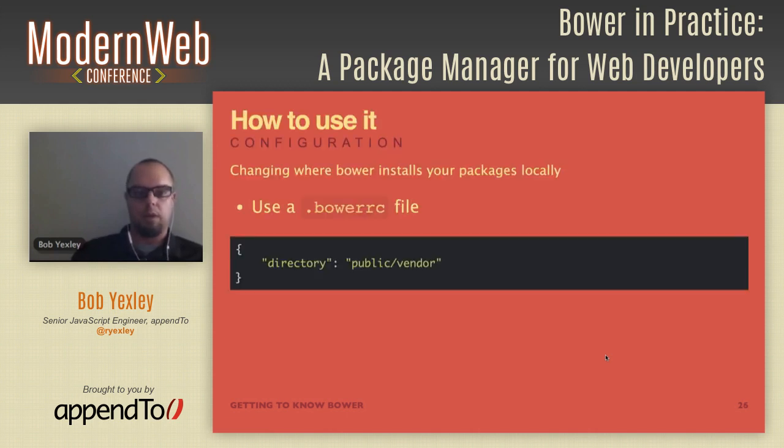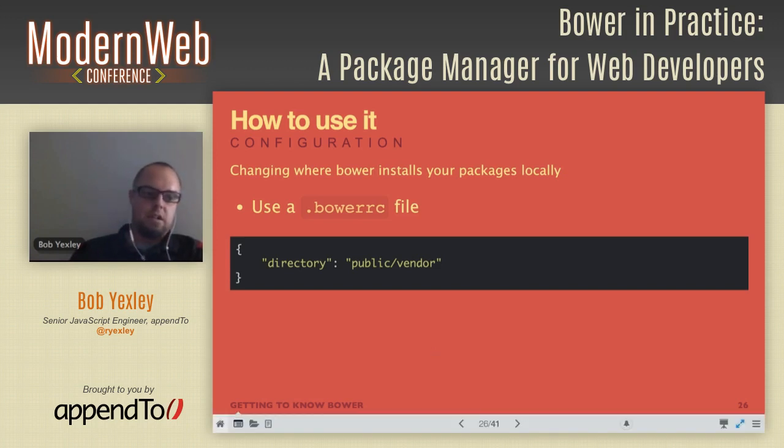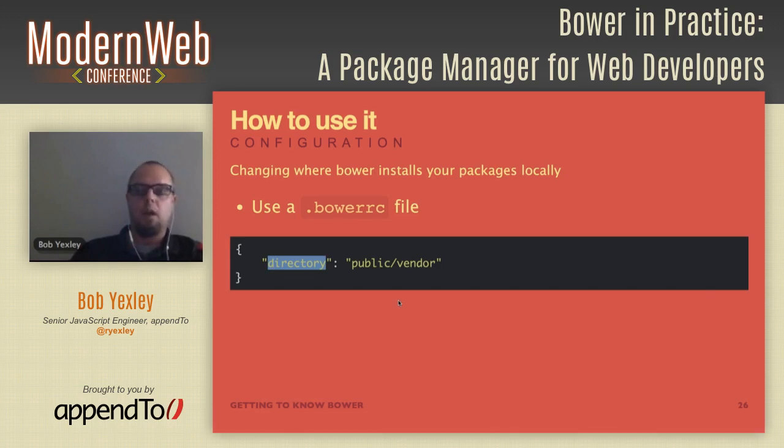So where were we? Configuration, yes. We had talked about the .bowerrc file. The .bowerrc file, the primary thing that I've used this for in the past is really, really useful. It has this directory property that allows you to specify where Bower will install packages when you download them with the client.